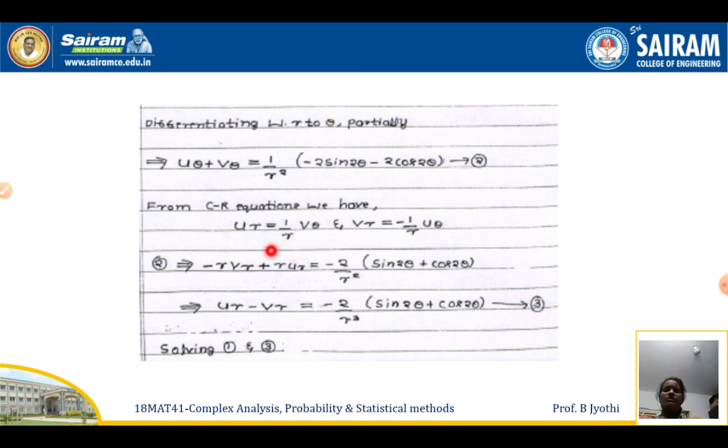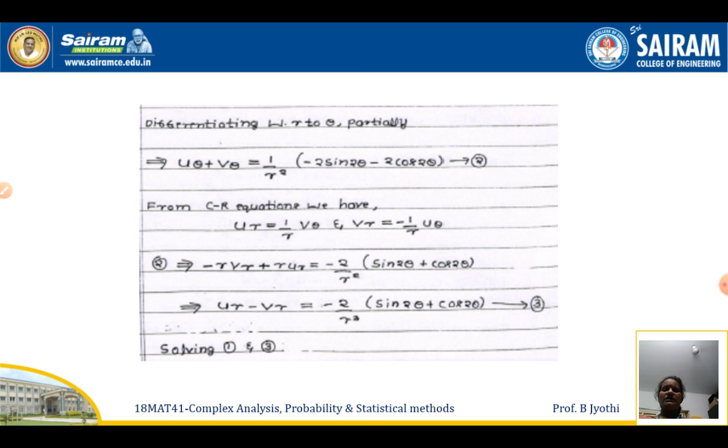From the CR equations, we have u_r = (1/r) v_θ and v_r = −(1/r) u_θ. So equation 2 implies r v_r + r u_r is −(2/r²)(sin 2θ + cos 2θ). This implies u_r − v_r is equal to −(2/r³)(sin 2θ + cos 2θ). Let us call this equation 3.